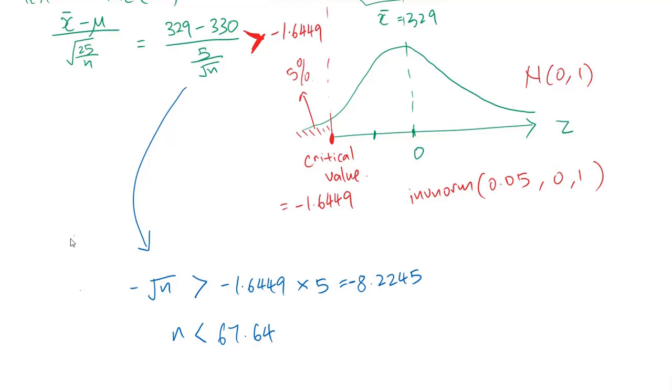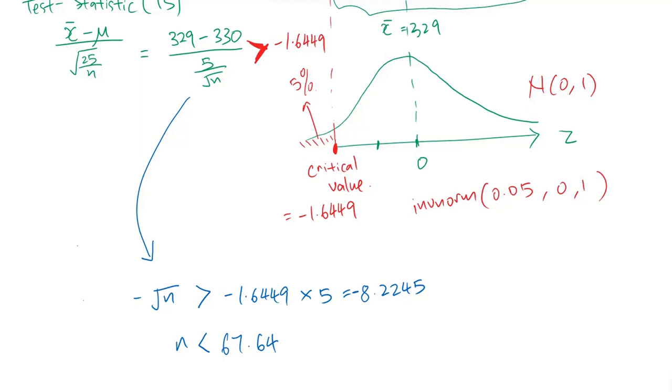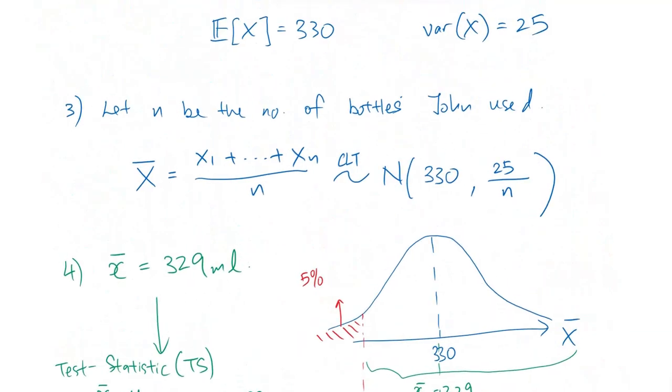Right? So this is the range of numbers of bottles that John used to get the conclusion that the hypothesis test will not be able to reject the claim because of insufficient evidence. Alright, so hopefully this example here explains the idea. Okay, let me roughly summarize for you.